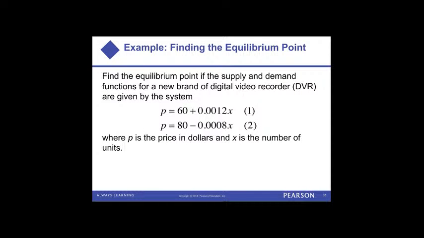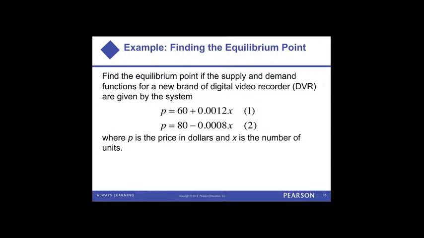Yay. Okay. Find the equilibrium point if the supply and demand functions for a new DVR are given by this system, where P is going to be the price in dollars and x is the number of units, right? So the equilibrium point is where the supply equals the demand. So if the first equation equals P and the second equation equals P, then we can set these two equations equal to each other, right?